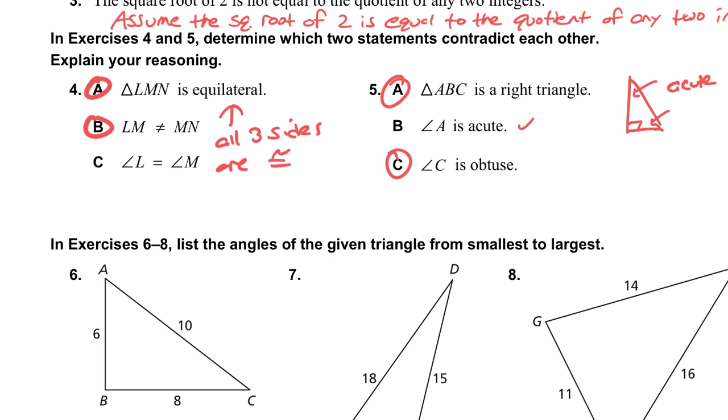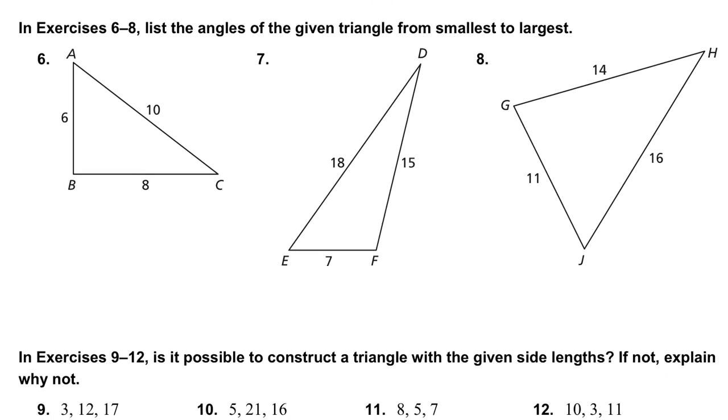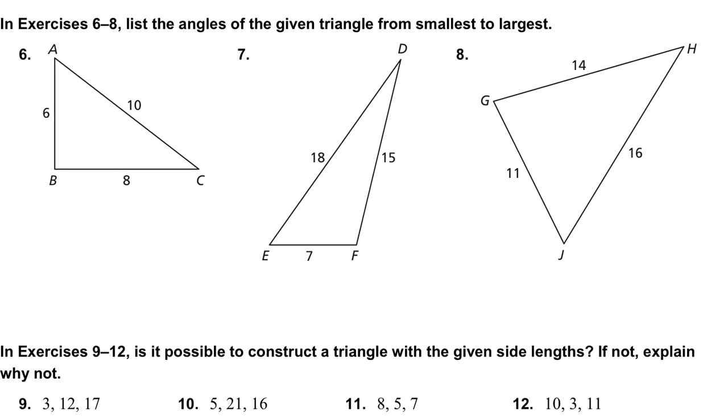All right. Let's go into our triangle stuff from earlier. List the angles of the given triangle from smallest to largest. Remember, if you want the angles from smallest to largest, we want to do the sides smallest to largest. So let's look at what we have. I'm going to find my smallest side. My smallest side is 6, and opposite 6 is angle C. So smallest is going to be angle C. The next smallest is going to be 8. 8 is formed by angle A. And then the last one would be angle B.